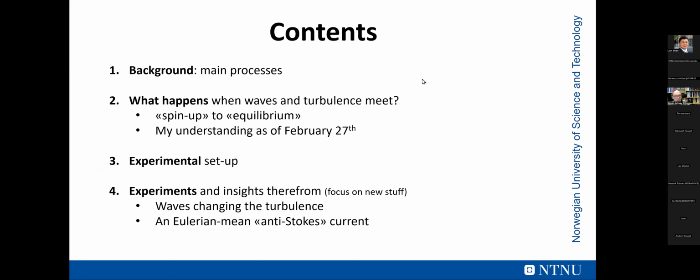We'll see. Now, then I'll turn to our experimental setup, because I'm going to talk about experimental work mostly, and some insights from the experiments. I've been presenting experimental work on wave turbulence interaction at WISE for a while, so I'll go very quickly over most of the things that I have talked about several times before, and I'll focus mostly on the new material.